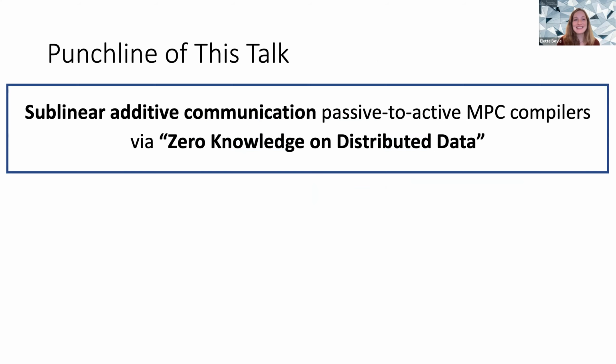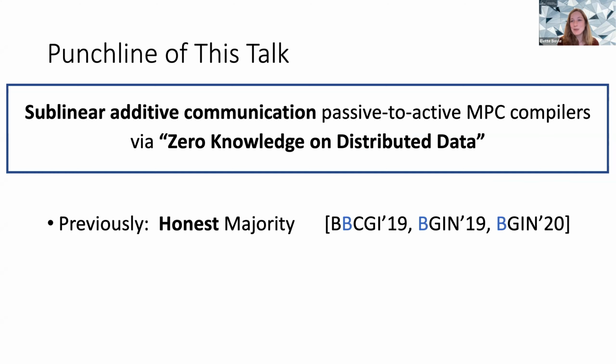Okay, and as you might guess, this is precisely what we're able to achieve. So the punchline of this talk, which is going to smear over a couple of different works, is a collection of different sublinear additive communication passive to active MPC compilers. And maybe the core technique that brings all of these things together, and I think is an exciting thing that has a lot more to be leveraged from, is a tool that we refer to as zero knowledge on distributed data.